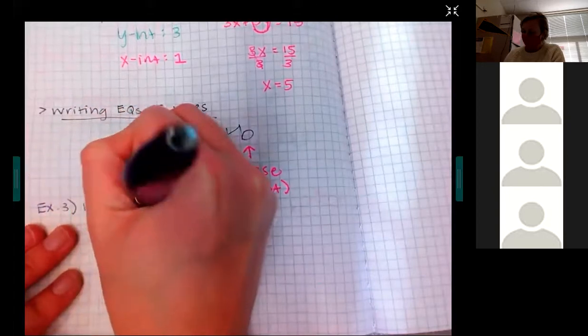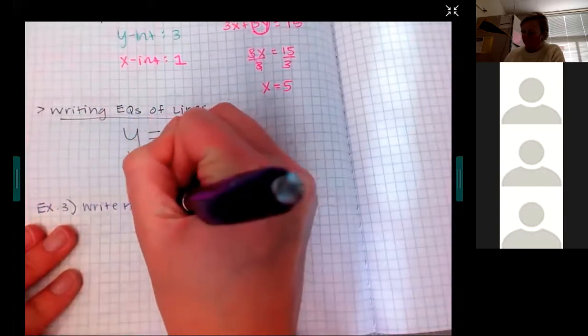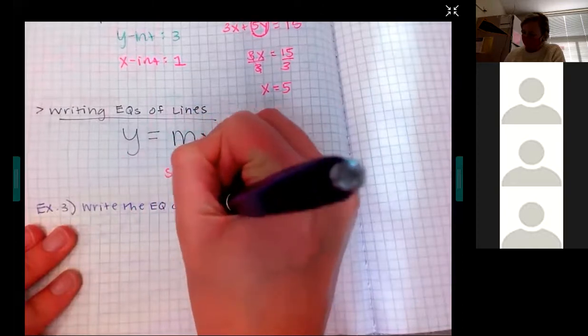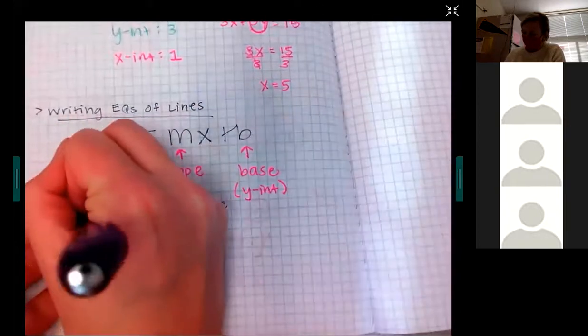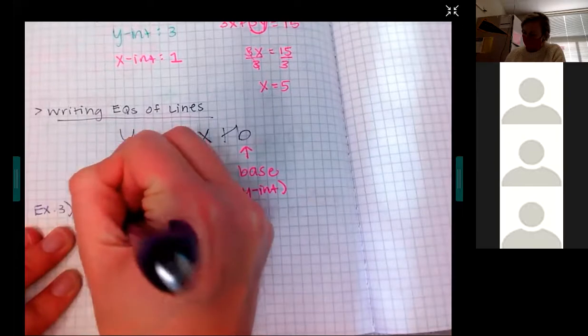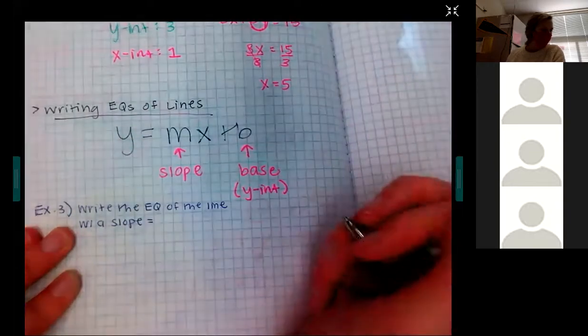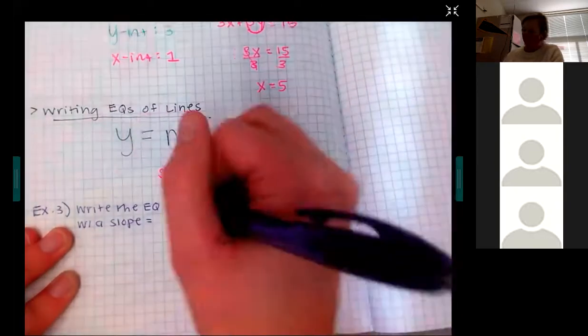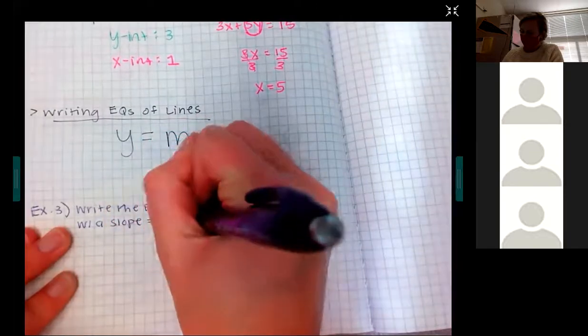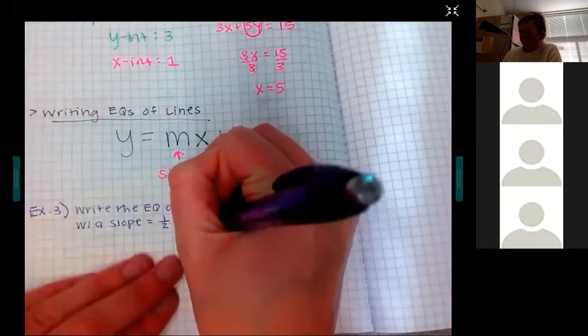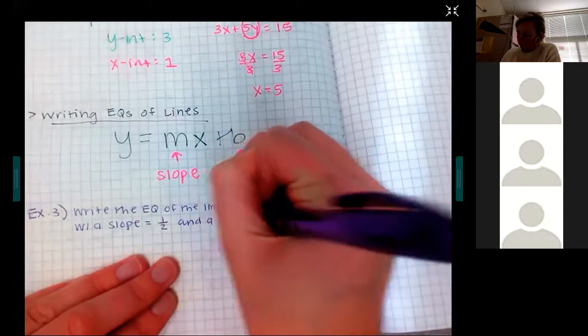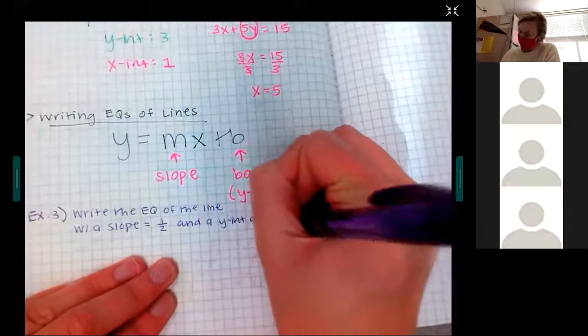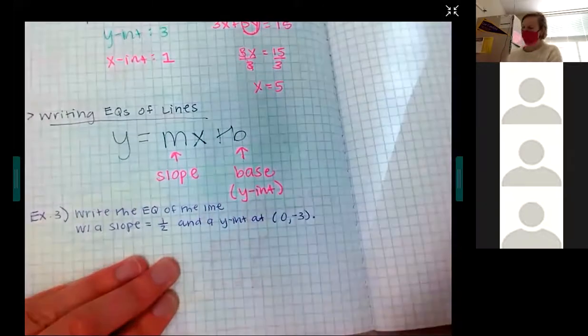All right, first example should be easy peasy lemon squeezy. I'm going to abbreviate so y'all don't have to write a whole lot. Write the equation of the line with a slope equal to 1/2 and a y-intercept at (0, -3).